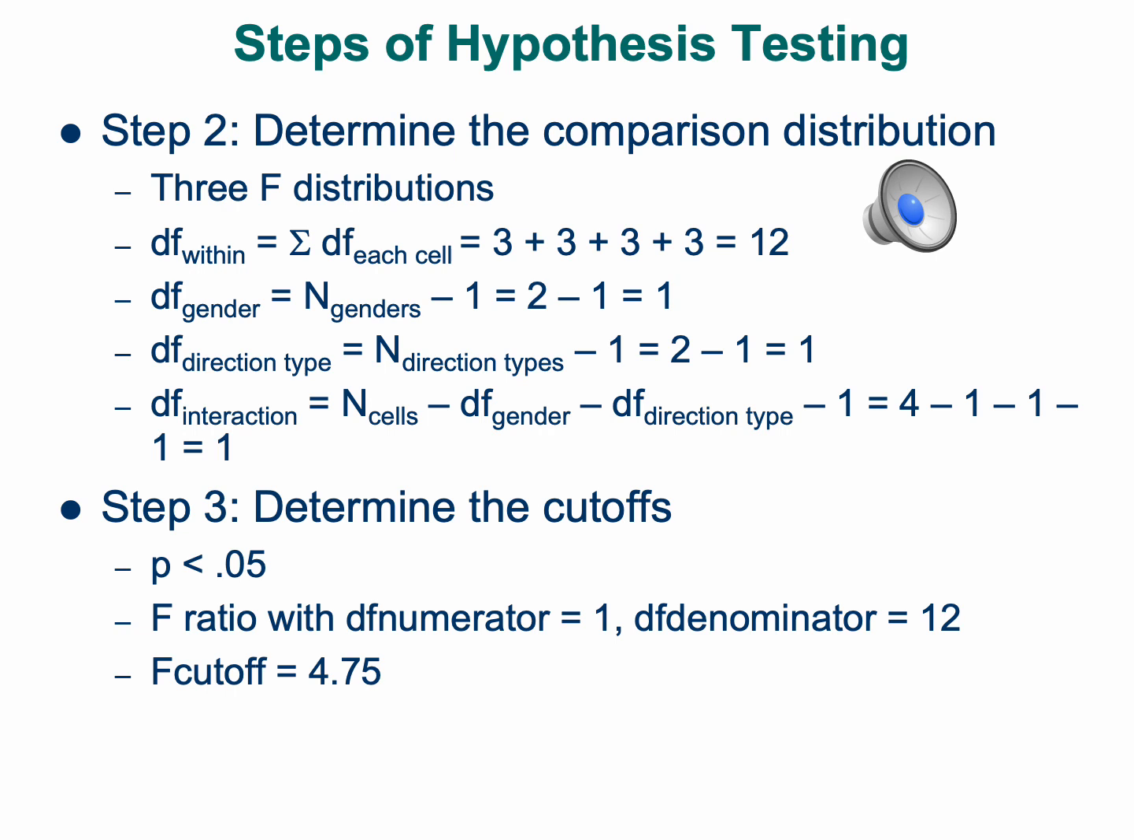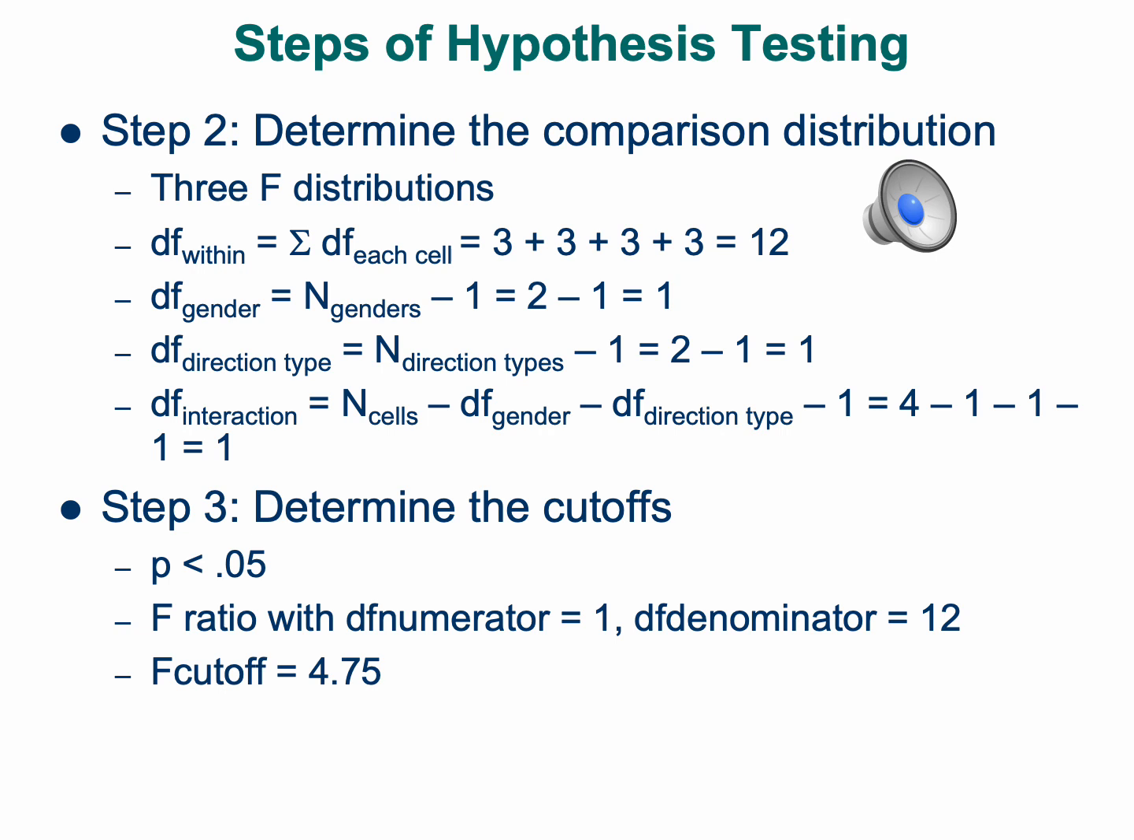Step number 2 is to determine the comparison distributions. And here we have 3 F distributions. Remember, in one-way, we just had one F distribution, and that was essentially for a main effect. Now we have more than one main effect, so we need different F distributions for that, and we need the F distribution for the interaction.